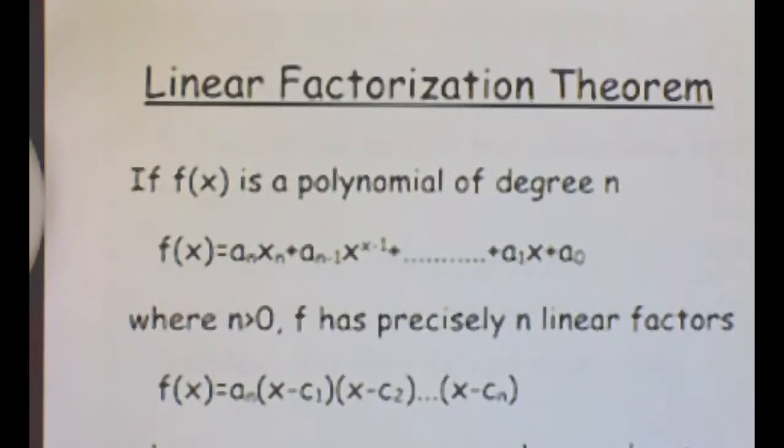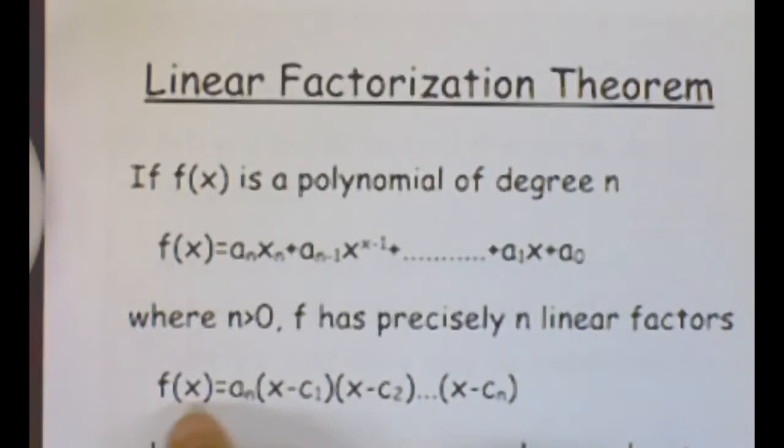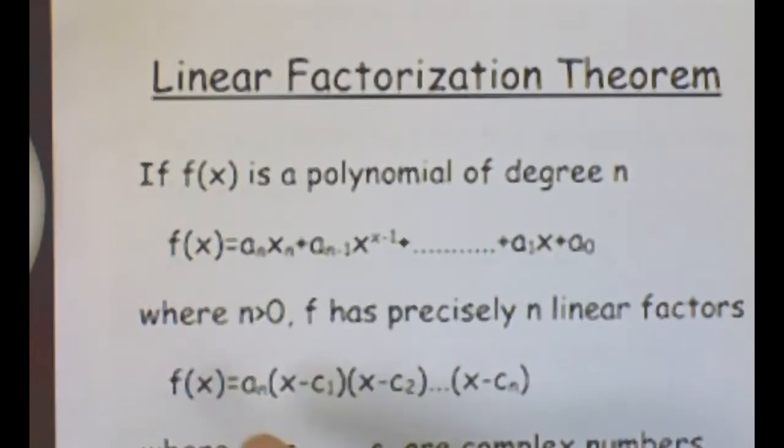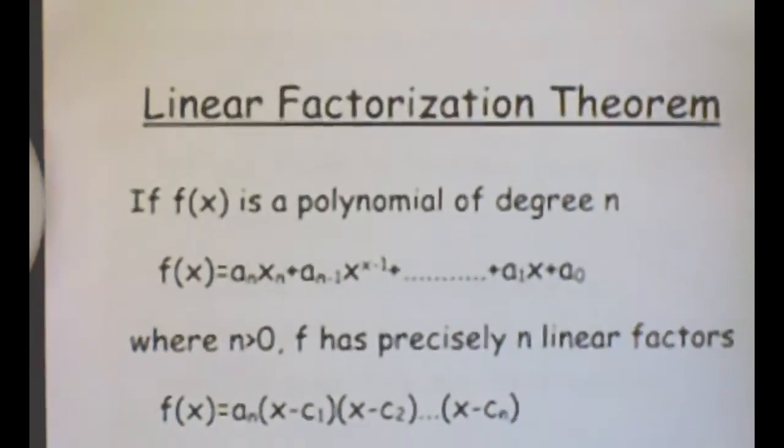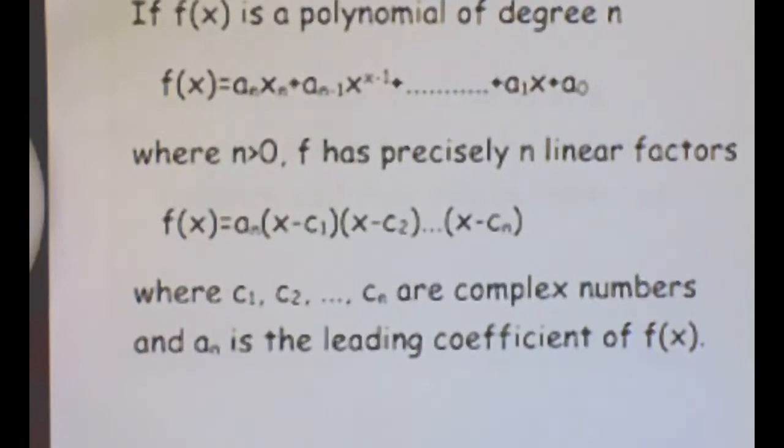The linear factorization theorem. If f of x is a polynomial of degree n, and f of x equals all this stuff for a polynomial where n is greater than 0, f has precisely n factors. It has as many linear factors as the degree. So that means we can factor it as our coefficient, x minus something else, on and on until we get to our last number. The big thing here is C1, C2, all of those are complex numbers. And a sub n, that number in the front, is your leading coefficient. Remember that complex numbers can be real numbers. They just have a 0 for the complex portion.